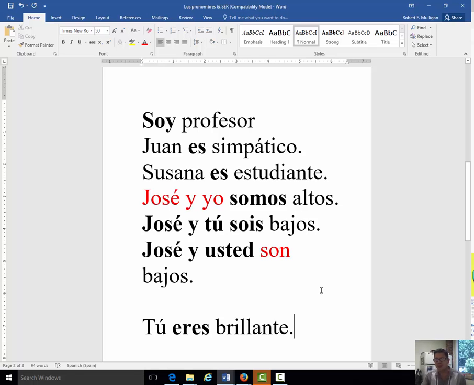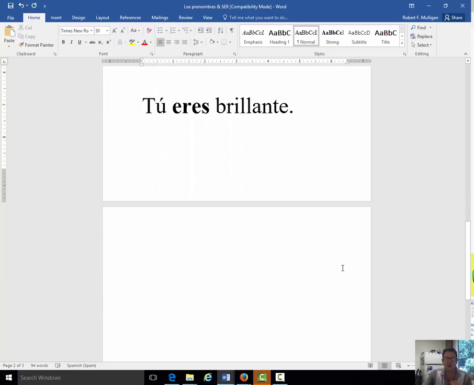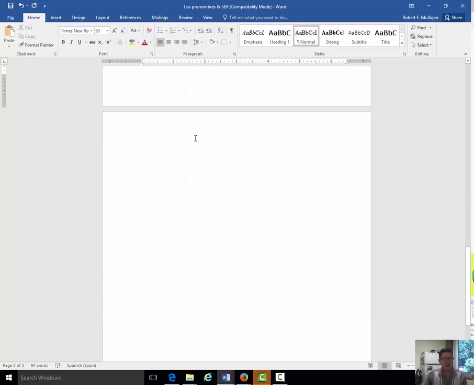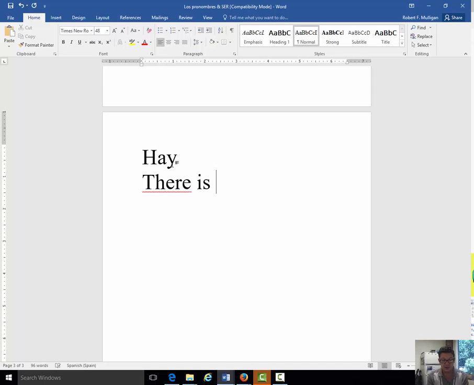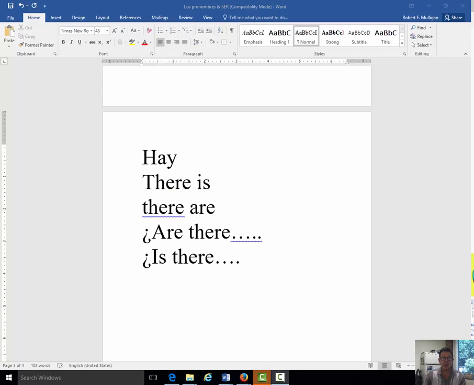I'm going to show you another verb now, and it's called hay, H-A-Y. And I refer to this as the Swiss Army verb because it does a little bit of everything. Okay? The verb hay, let me get back to a font that we can actually read. There we go. Hay means there is, there are, or are there, or is there, in a question form. This verb right here, this simple verb, can mean all those things.